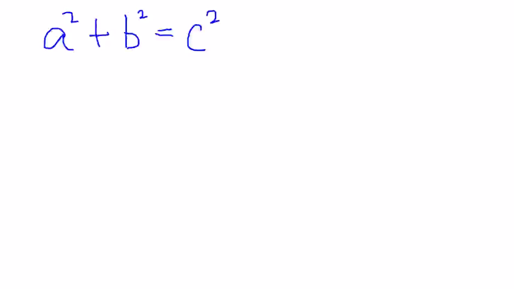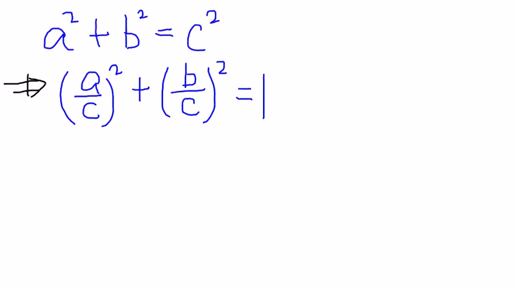So the first thing I'm going to do is divide the factor c squared out of each term of this equation. In that case, you'll arrive at the equation: the square of a over c plus the square of b over c is exactly equal to 1. Why is such an equation important?